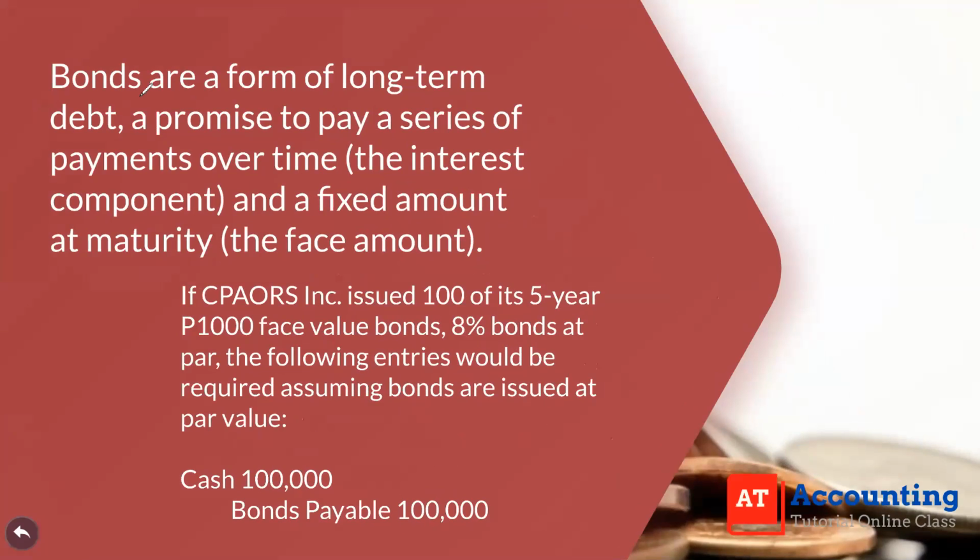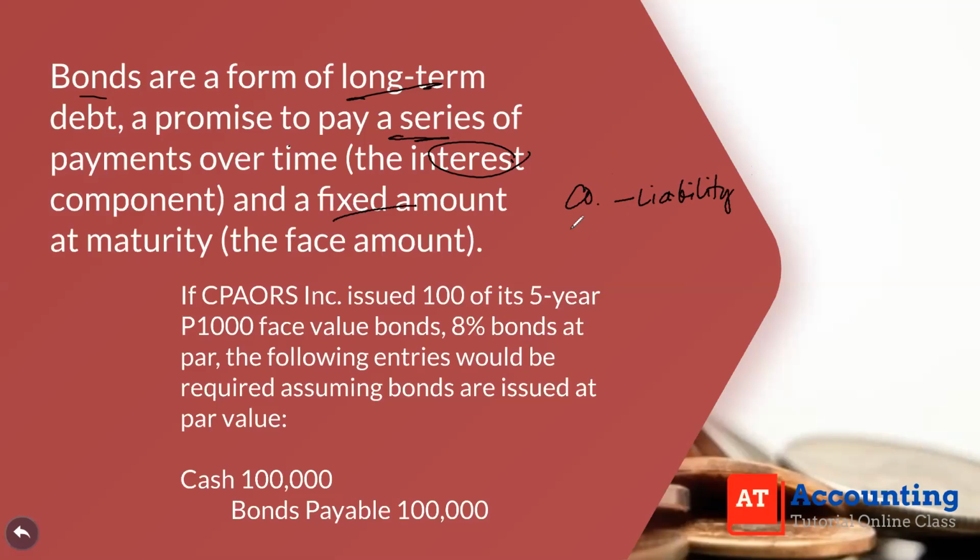So bonds are a common form of long-term debt. A promise to pay. So you are the company, if you issued bonds, you have the promise to pay a series of payments over time, which is the interest component, and a fixed amount at maturity. So for the company, it's a form of liability. I'm just giving you another context.